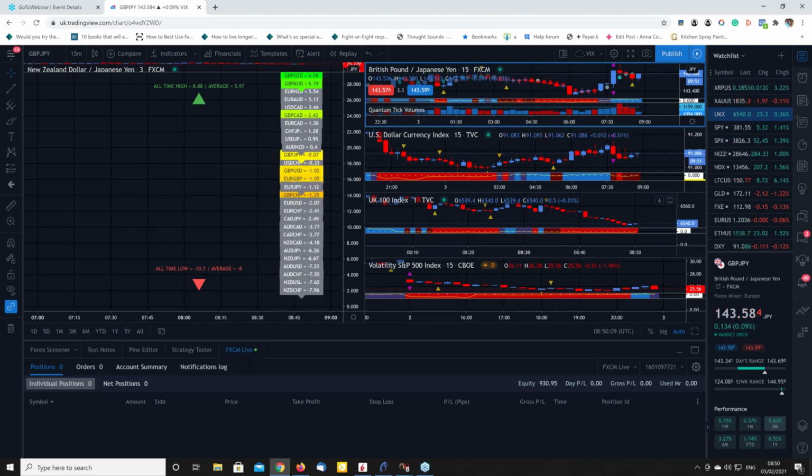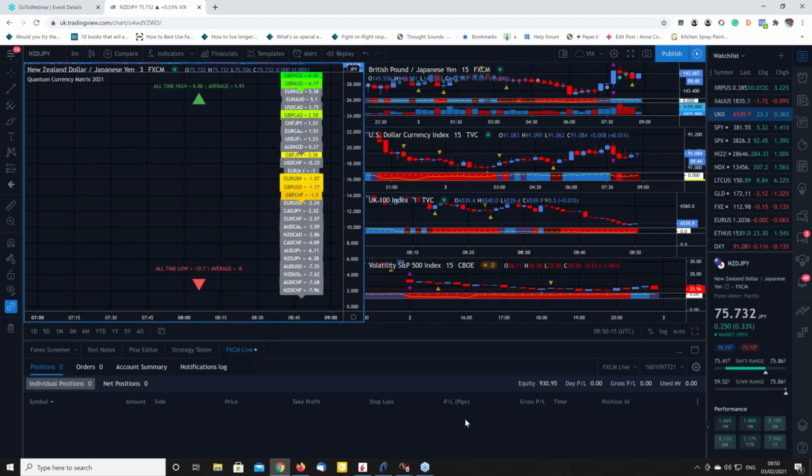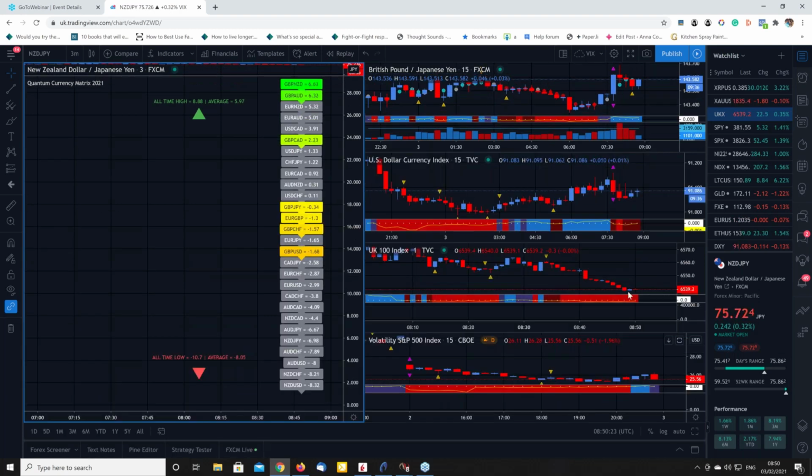The other thing about it is, as you can see here, we've also included the all-time high and the average. Haven't done a great deal on this account this week so far, but we'll keep that ticking over. You can see on the left-hand side there, we've got the all-time high and the average, and then at the bottom here we've got the all-time low and also the average. We've added it to the matrix here.